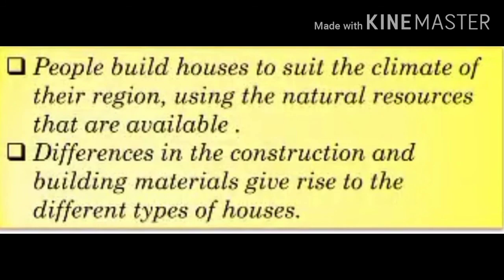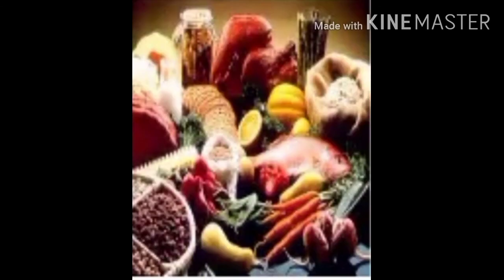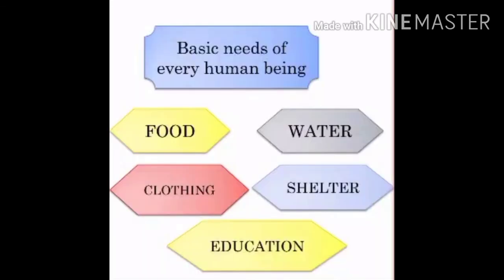People build houses to suit the climate of their region, using the natural resources that are available. Differences in the construction and building materials give rise to the different types of houses. Water, food, clothing, and shelter are the basic needs of every human being. Remember that especially education and shelter are also very important nowadays.